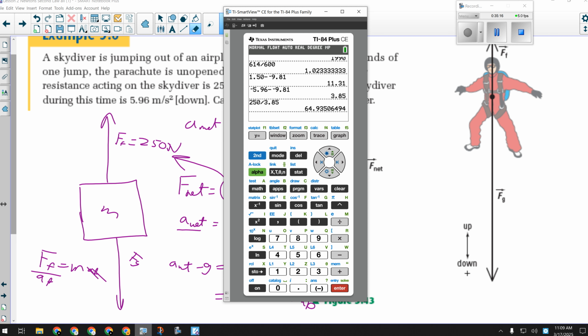All right, questions on that? Again, I'm not going to ask you a net acceleration question, but as long as you understand that that relationship exists, it can sometimes prove useful.